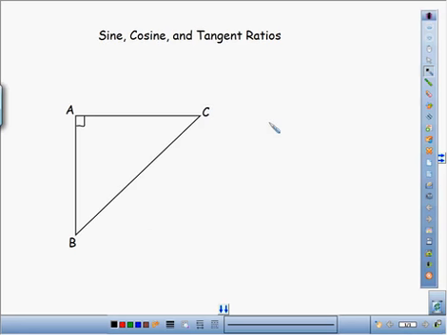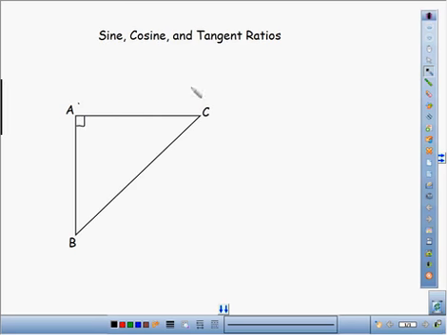So today we're going to be learning about the sine, cosine, and tangent ratios. Yet again, we're still dealing with right triangles. So Pythagorean theorem still applies, all our special right triangle rules still apply. We are just going to be learning some other rules.